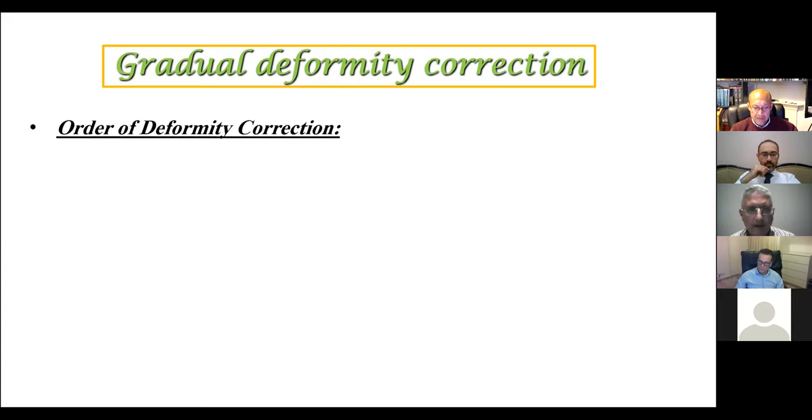So with gradual correction, what's the order of deformity correction? If we have a combined deformity, we have shortening, angular deformity, rotation, and translation. What's the sequence of deformity correction? This is not a big issue with software programs like Taylor Spatial Frame, OrthoSolve, or Hexapod frames, whereas when dealing with the ordinary Elizarov circular frames, this needs a special order.